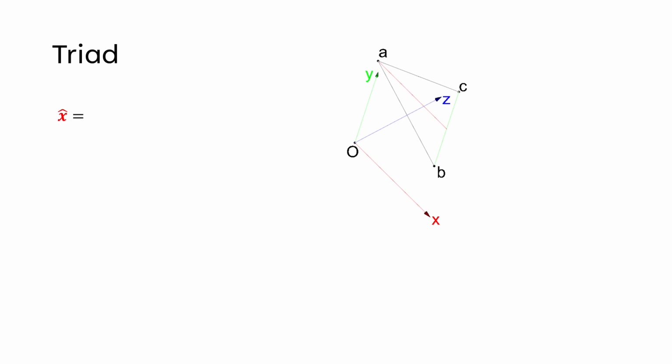We can easily calculate these vectors. Vector x is the unit vector of the line A to the midpoint between B and C. Vector y is the unit vector of the line from B to C. And vector z is the cross product of x and y.